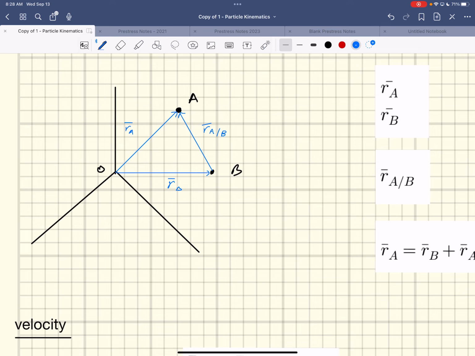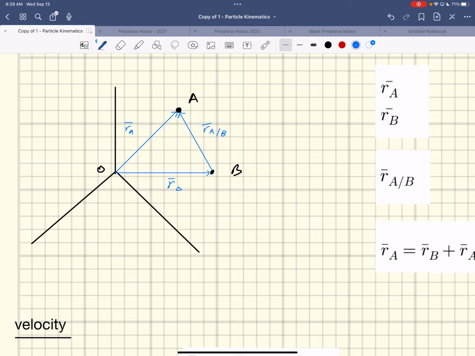Whenever I write it like that, the A/B, in my mind I'm saying, all right, this is the position of A as seen from B. I always do that. It keeps things a little bit cleaner in my mind. Or you could say the position of A relative to B, if you want to do it that way. I always say as seen from, which is a little bit easier in my puny brain. Okay, so we can do that.